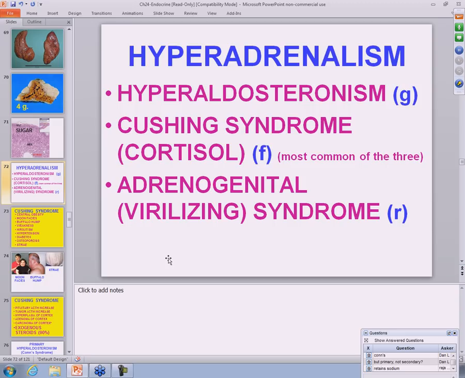So Conn is the increase in hyperaldosteronism from the glomerulosa. Cushing is an increase in the glucocorticoids from the fasciculata. And then there are a couple of names for an increase in the hormones of the reticularis. Those are generally virilizing type syndromes, in both males and females, and they're more likely to produce androgenic effects rather than estrogenic effects. So those are the three types of hyperadrenalism.